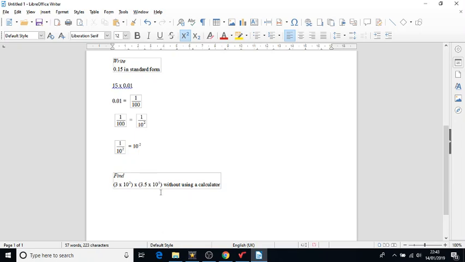Therefore, 0.15 written in standard form is 15 multiplied by 10 to the power of minus 2.